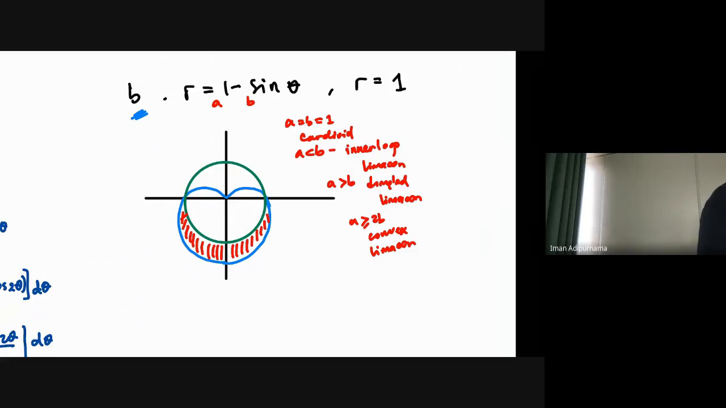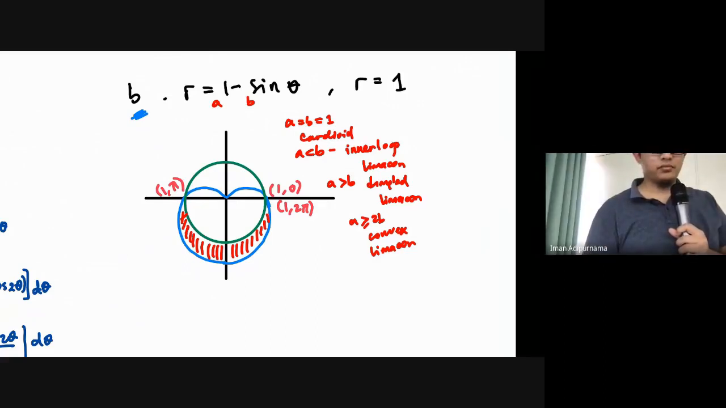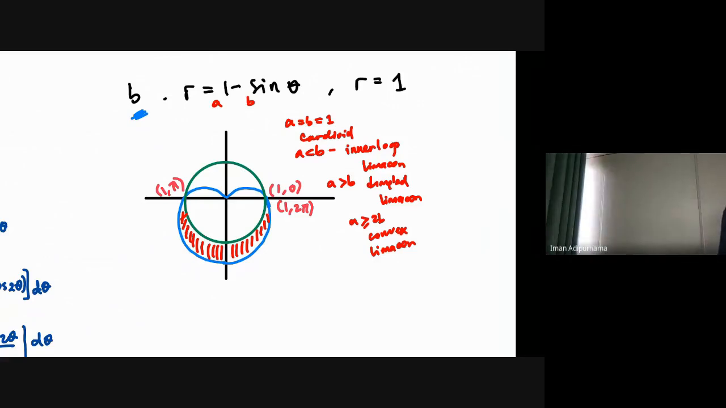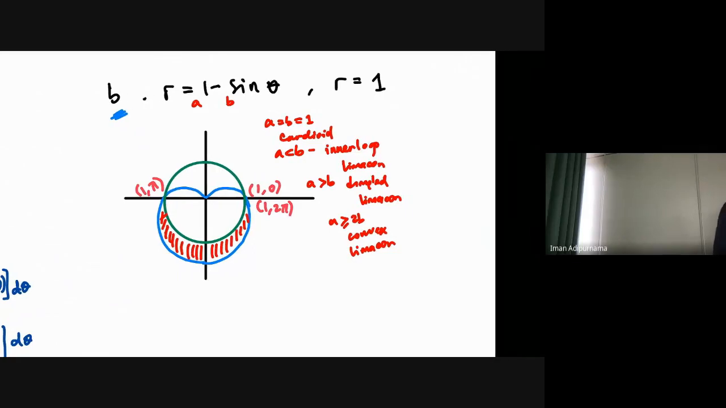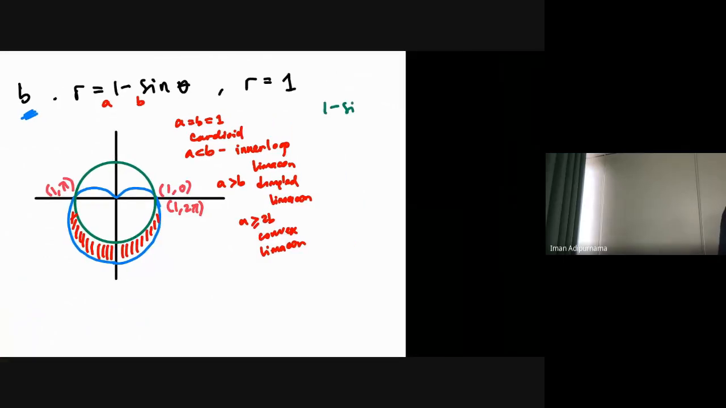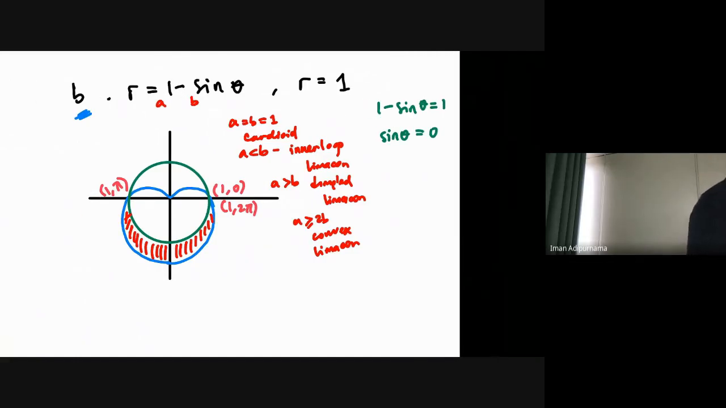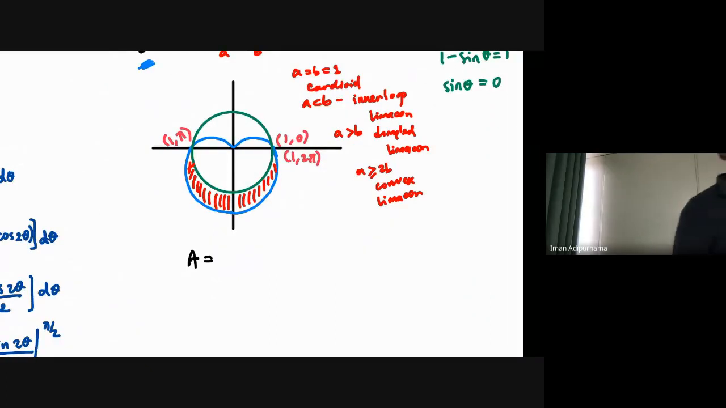Or if you want to make sure, write down all the points. Maybe the point in here is (1, 0), or (1, 2 pi) is also okay. This is (1, pi). Or if you want to write down the intersections, that's also fine. We can prove that, and we can look for the area.